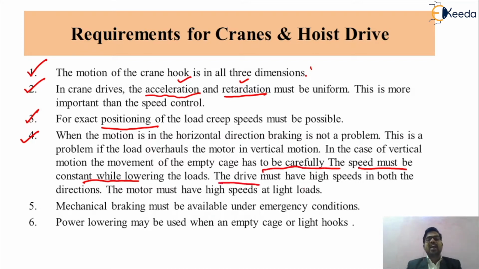So the drive must have high speed in both directions. The motor must have high speed at light loads, because as we have seen, while we are lifting the load there should be a very large load, but after lifting that load, while we are putting the load at the particular application, the speed of that drive should be low. So for that, we have to use such a type of motor or drive for a particular application, which will have high speed at light load. This is another very important requirement while we are selecting cranes and hoist drives.